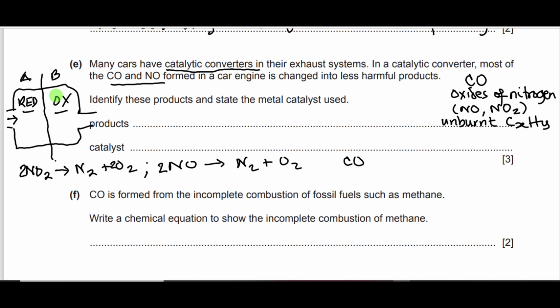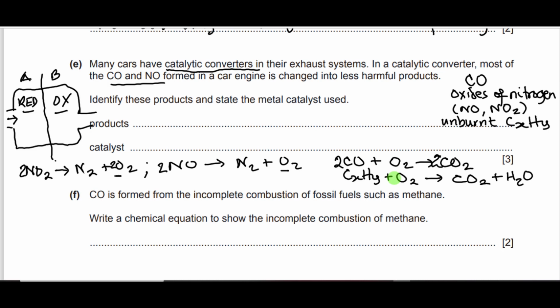Oxidation of CO, right? The CO will now react with the oxygen produced in chamber A from the reduction of these oxides of nitrogen. So this oxygen will flow into chamber B with the carbon 2 oxide, and will now oxidize the carbon 2 oxide to carbon 4 oxide, or less harmful carbon 4 oxide, right? So make this 2, make this 2.